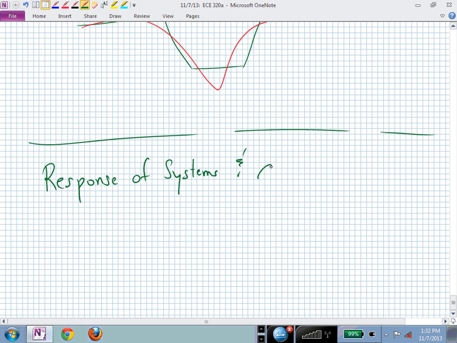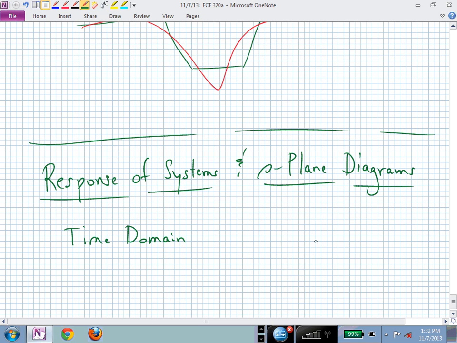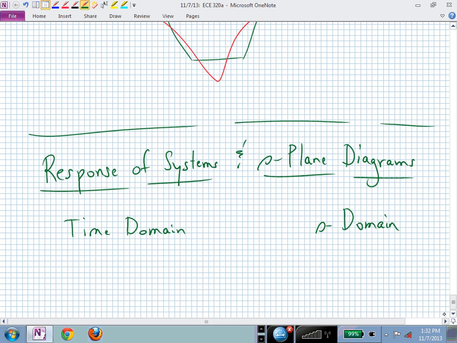and S-plane diagrams. Or time domain versus frequency domain, really. So here we have our time domain. And here is our frequency domain, or S domain.